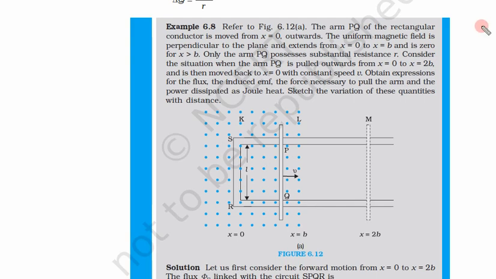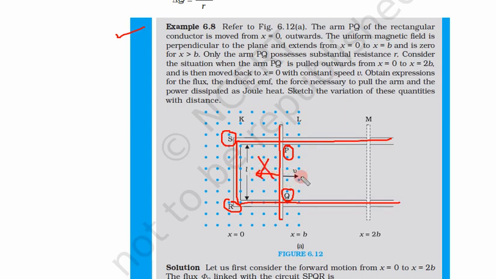So what is this example 6.8? The same type of condition: we have a rectangular loop. Here it is, the same rectangular kind of loop. This arm is PQ. This point is P, this point is Q, this point is R, and this is S, and this arm is moving. But what is different is that this time this arm is not moving inside, it is moving outside.